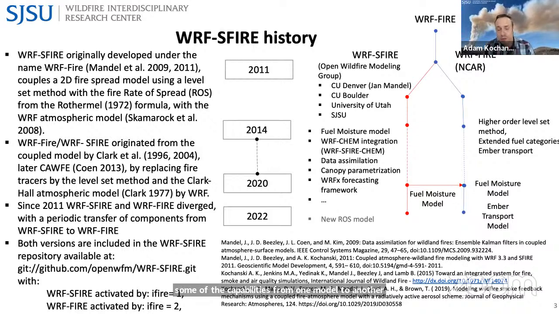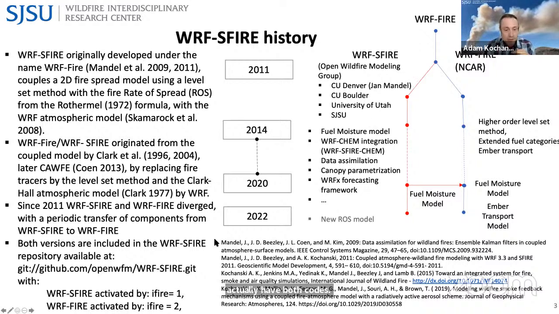We pull from the generic WRF repository, trying to be up to date with all major releases, but also if we add some new big important components, we try to port them back to WRF fire. That's how the fuel moisture model got into WRF fire, for example. But the good news is that in the WRF S-fire code, we actually have both codes. If you get the code from our repository, you have the option either to use WRF S-fire, which you activate with the ifire=1 option, or the WRF fire version, which you activate with ifire=2.